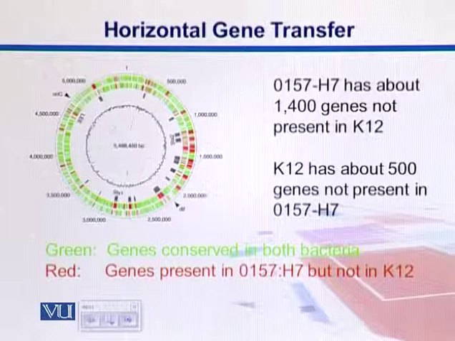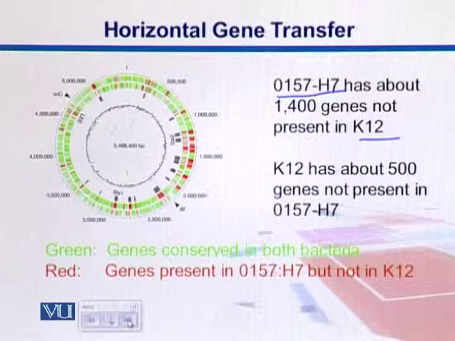Here is another case in which there is a comparative map of two genomes from E. coli 0157H7 and then K12. So we see here that there are about 1400 genes present in H7 which are not present in K12. Same way there are 500 genes in K12 which are not present in H7. In this circular arrangement we see that red color, they indicate the genes present in H7 but not in K12, and then greens are the ones which are conserved in both the organisms.